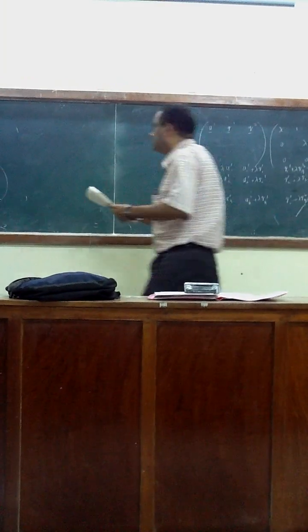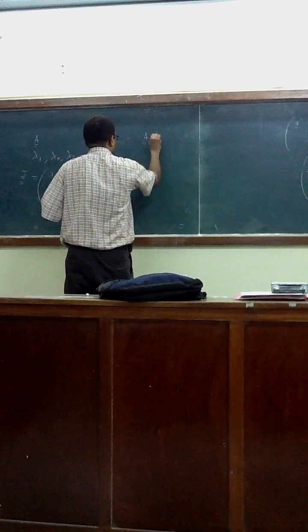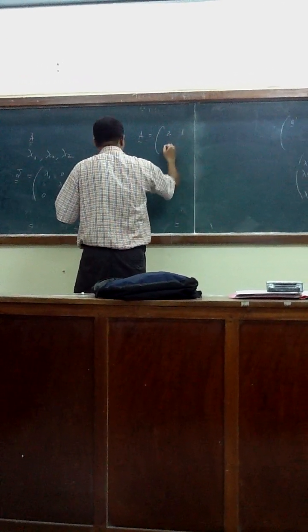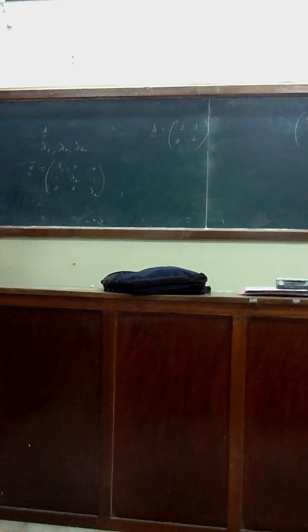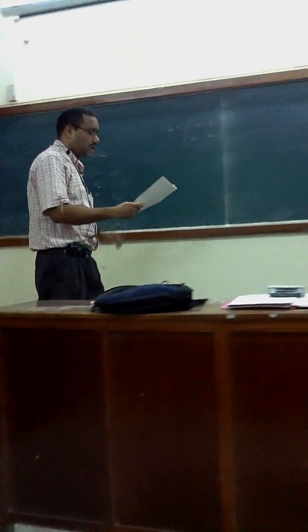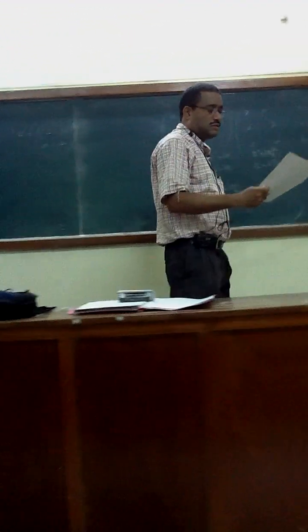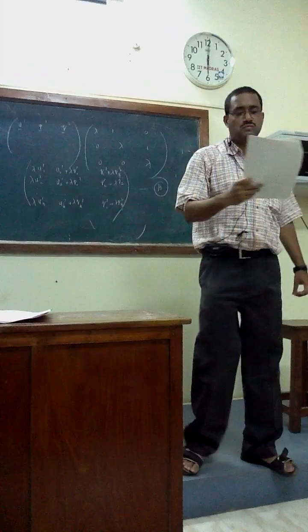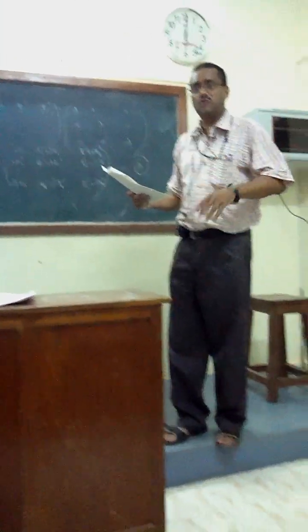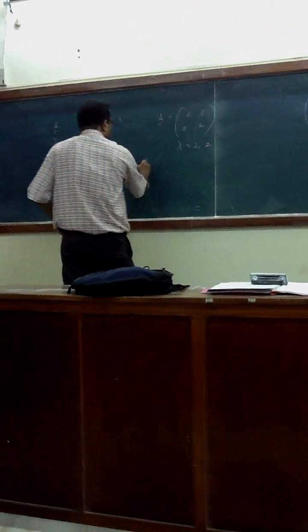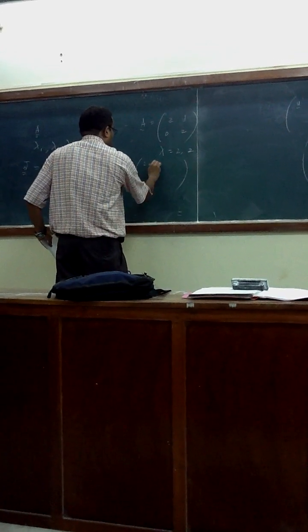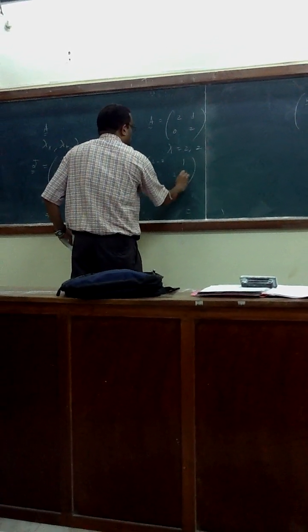Matrix A is 2, 1, 0, 2. A non-symmetric matrix. I am giving a non-symmetric matrix, 2, 1, 0, 2. What are the eigenvalues? Same eigenvalue, 2 only. Same eigenvalue, 2, 2. What's happening? 2 minus 2, 0.